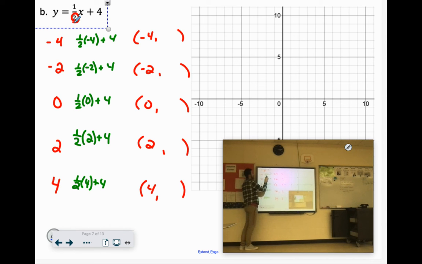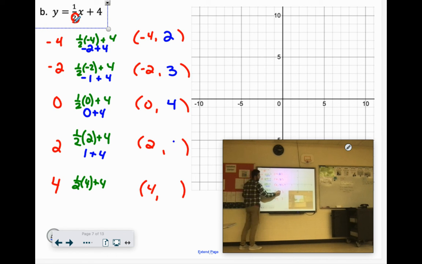So half of -4 is -2 plus 4 is +2. Half of -2 is -1 plus 4 is 3. Half of 0 is 0 plus 4 is 4. Half of 2 is 1 plus 4 is 5.